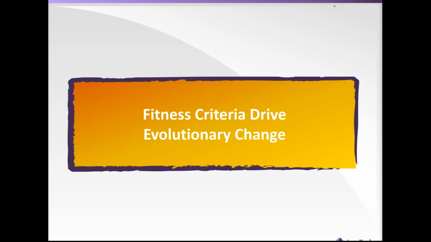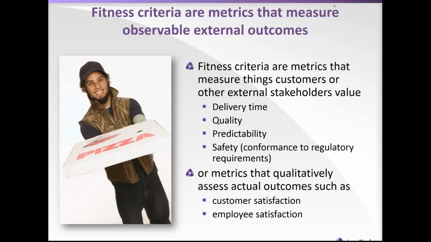Fitness criteria drive evolutionary change. So just a reminder here that the fitness criteria for service delivery like pizza are delivery time, quality, predictability, safety. We might also add the price in there. And if we can understand the service well enough and what the customer cares about, we can define these kinds of fitness criteria metrics. Otherwise, we have to rely on things like customer satisfaction surveys and just simply asking them, do you like our pizza delivery service? Would you recommend it to someone? It's better to actually understand what the customer cares about, because the metric is more actionable.